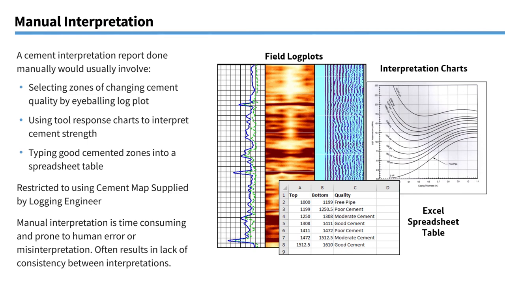You'll be checking this for bond to the casing, but you'll also be looking at the VDL to look for formation arrivals. So where do we have both? When I used to do this manually, I would create a spreadsheet and start reading the depths off the log and typing up a spreadsheet, seeing where the good sections of each response matched up. And it was very time consuming.